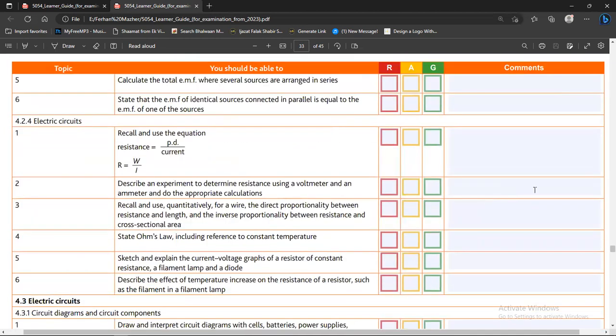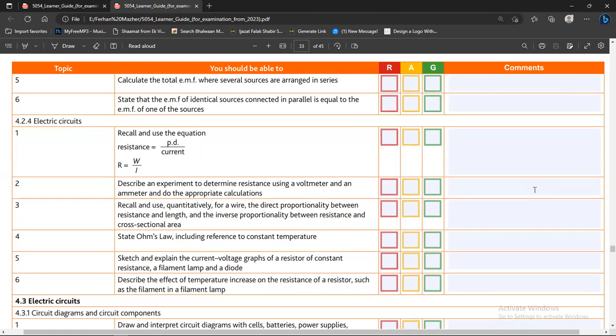Calculate the total EMF where several sources are arranged in series. State that the EMF of identical sources connected in parallel is equal to the EMF of one of the sources.